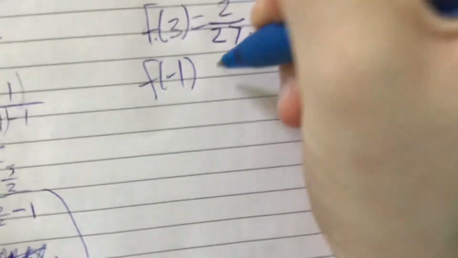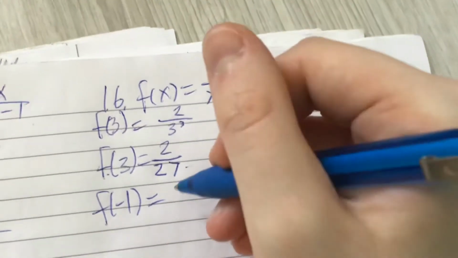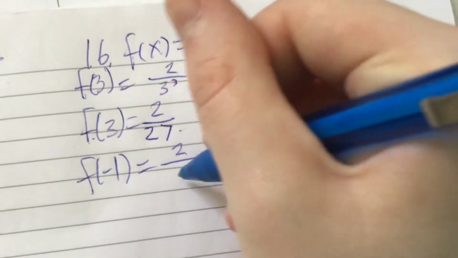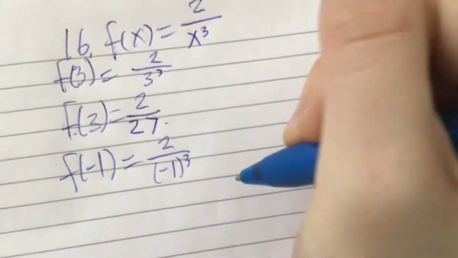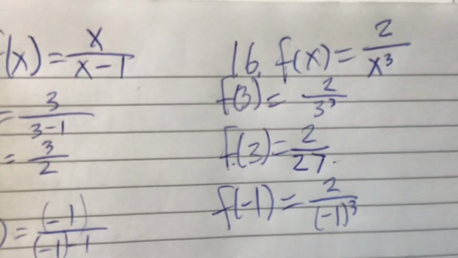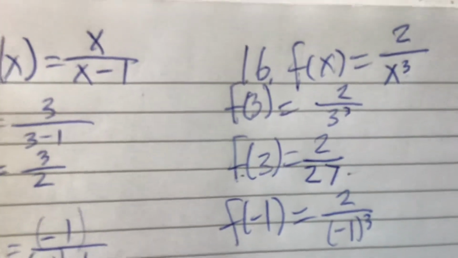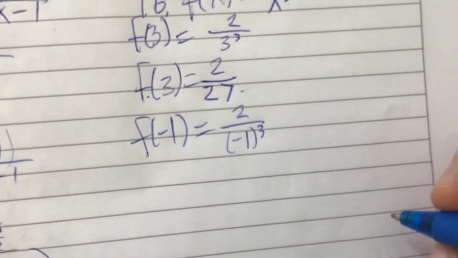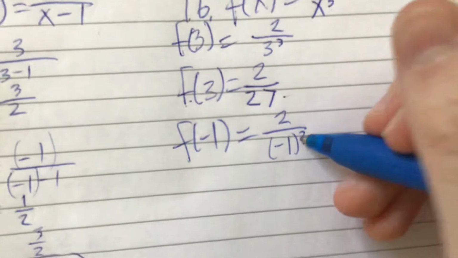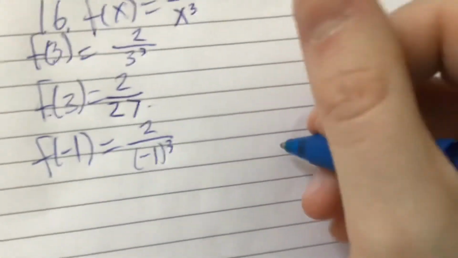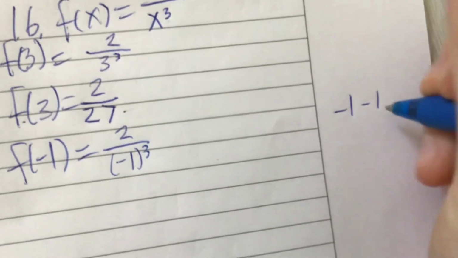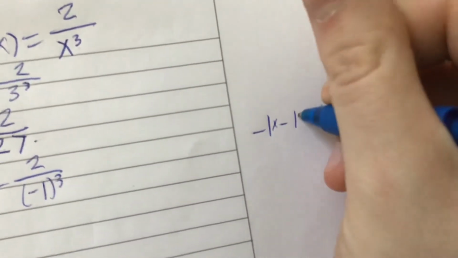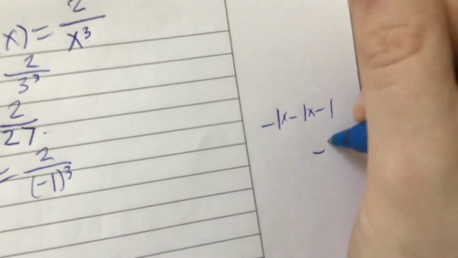F of negative 1 equals 2 over negative 1 to the 3rd power. Now, I think that'll still be negative 1. I'm just going to make a guess here, but I'm pretty sure that is still negative 1. Because, yeah, if this is negative, like, negative 1 times negative 1 is positive 1. But if you multiply it by another negative 1, you're going to get a negative 1, okay?